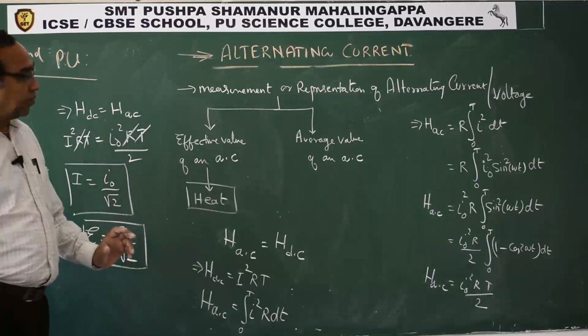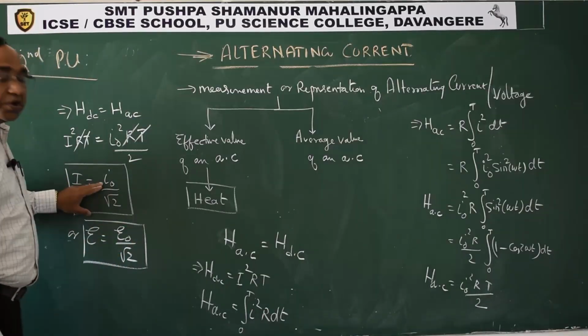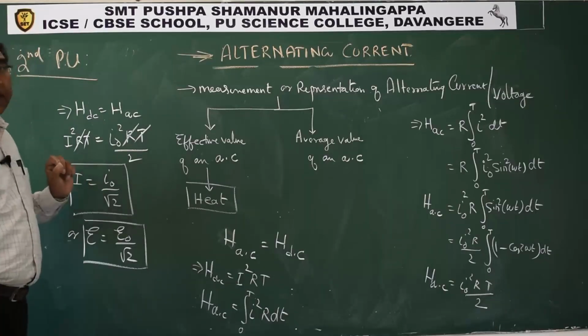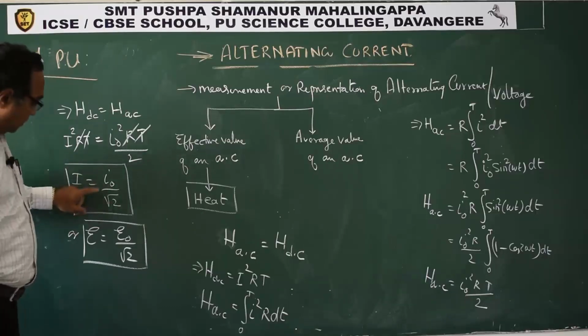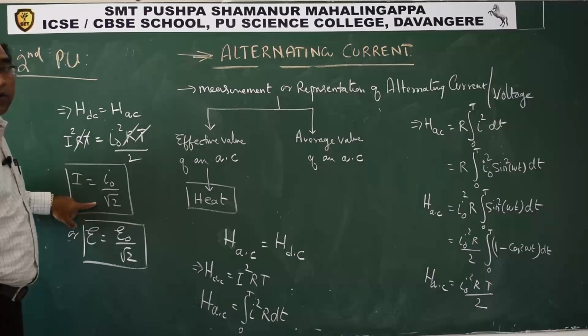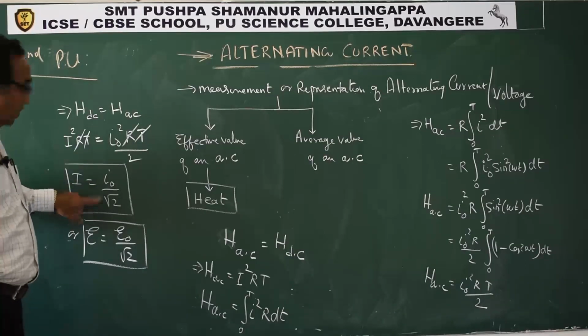So I is what? Peak value by root 2. How much will that be? It is 0.707. Multiply and divide by root 2, you will get root 2 by 2. Root 2 is 1.414, by 2 is 0.707.